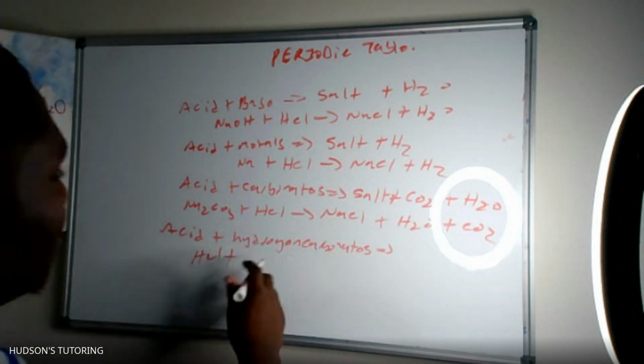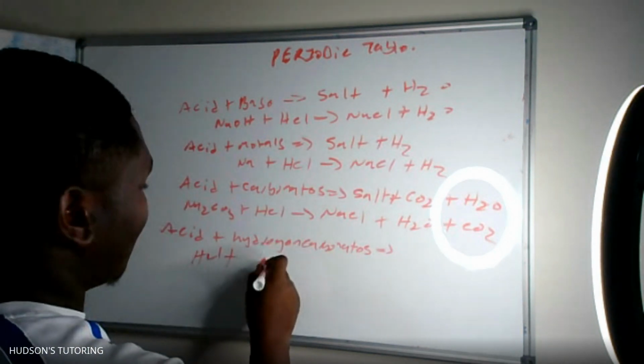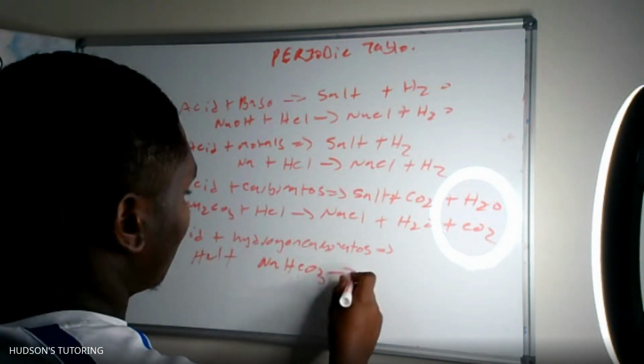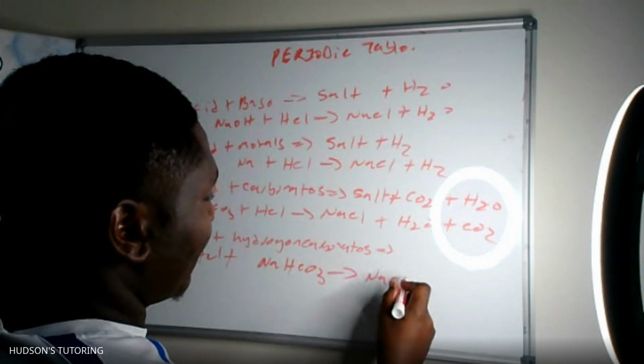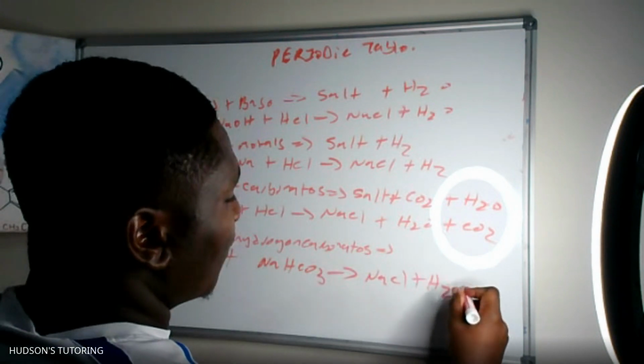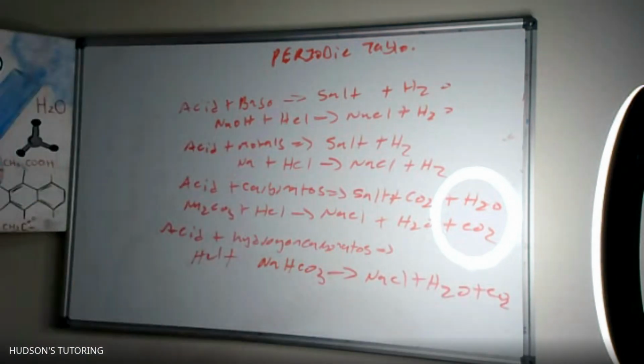So it's HCl reacting with sodium hydrogen carbonate, that is NaHCO3. And that's going to form sodium chloride, NaCl, plus H2O plus CO2. All right, so that's pretty much the reactions of acids. All right, excellent.